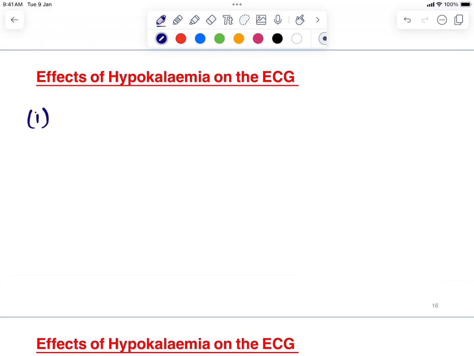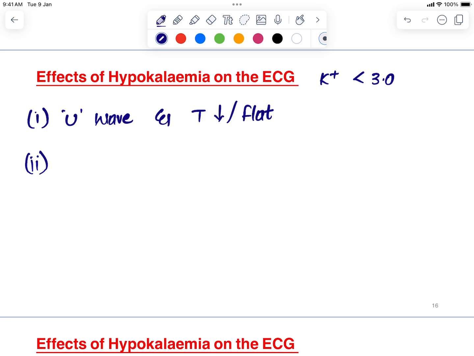Number one, the earliest changes that you come across in the ECG of patients with hypokalemia will be usually when the potassium levels are less than 3 milliequivalents per liter. That is the point when the ECG changes will start appearing. These ECG changes include the appearance of the U wave. In a normal individual, you don't have a U wave. There are some rare physiological causes, but the first important thing will be the appearance of the U wave, and the T wave becomes inverted or flat. So these are the early ECG changes that you come across in patients with hypokalemia.